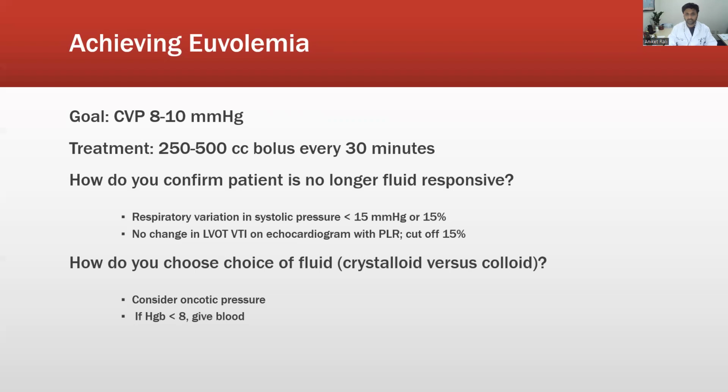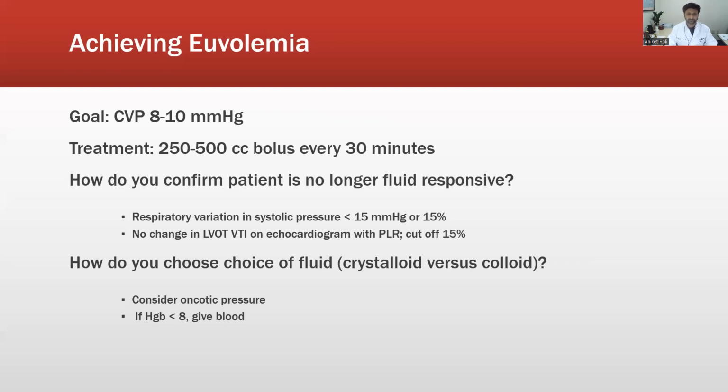One marker that we use to assess for euvolemic status is a central venous pressure of at least 8 to 10 millimeters of mercury. In those patients that do not have a CVP of 8 to 10 millimeters of mercury, the treatment generally involves giving them a 250 to 500 milliliter bolus every 30 minutes until you achieve this CVP.